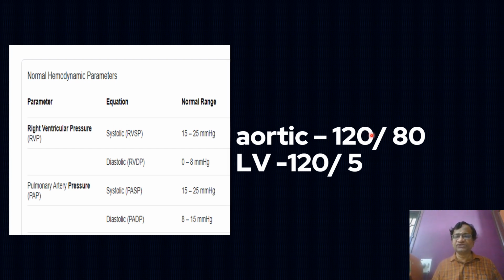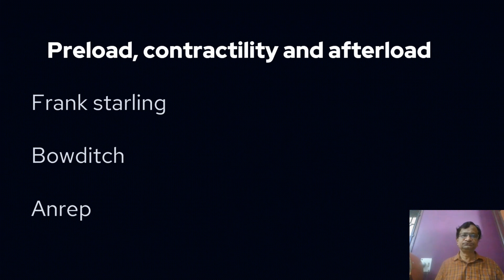Now you see aortic is 120 by 80 and LV is 120 by 5, while in the right ventricle it is 15 to 25 only. Pulmonary pressure is only 8, 15, 25, 8 by 50. So Frank-Starling's law we have told, Bowditch law we have told, the Anrep effect we have told. Preload, contractility, and afterload.